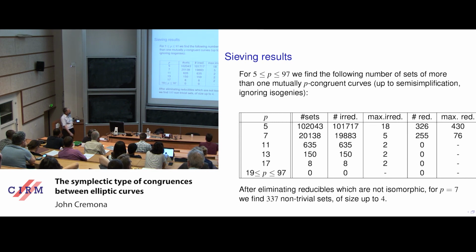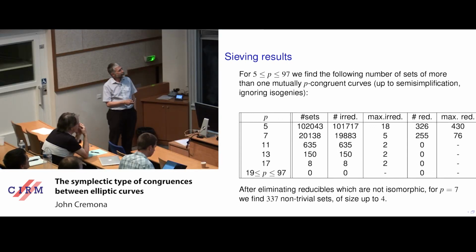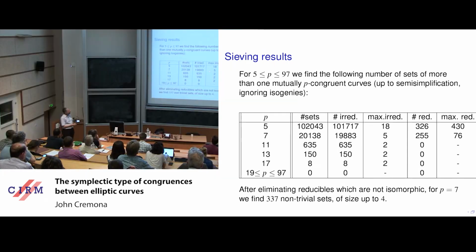We have 20,138 sets of size 2 or more, of which most of them, just under 20,000, are irreducible, and these sets have size at most 5. The reducible ones, there are 255 sets, and some of them are quite big, 76. But this is only up to semi-simplification. I'll refine it on the next slide. No, not on the next slide. I've refined it down here already. So for p equals 7.